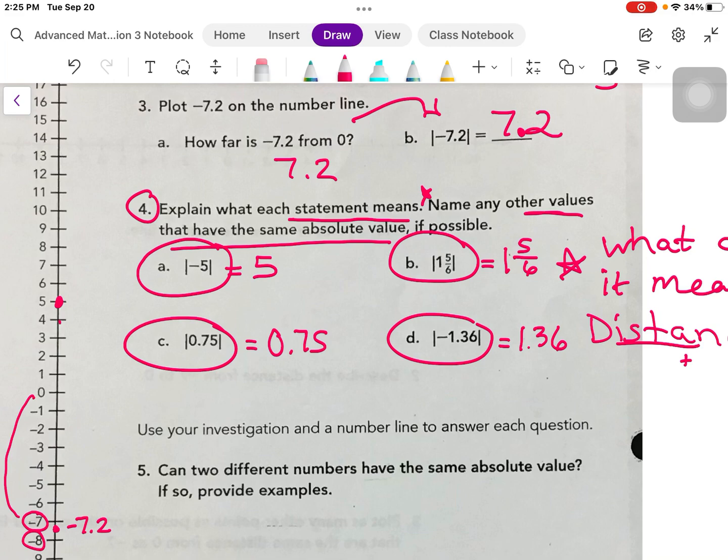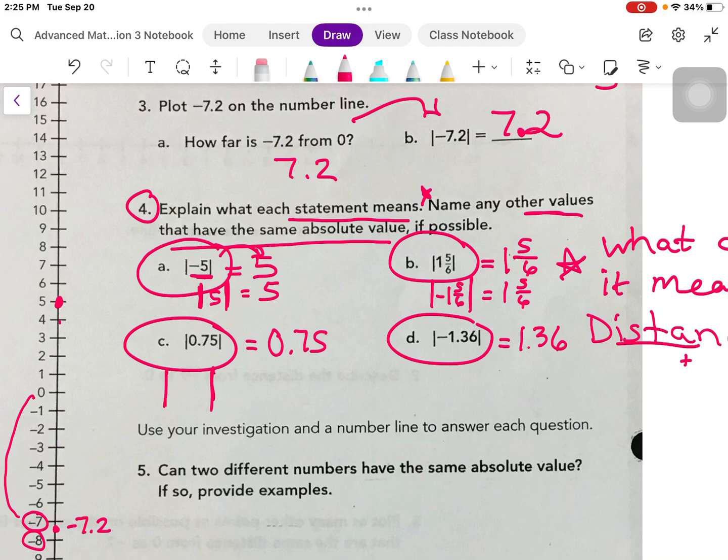Let's see what else they wanted us to do. Name other values that have the same absolute value. So what other number besides the negative 5 would have the same absolute value? Well, I would think the absolute value of 5 would have the same absolute value, and it does, because it's its opposite. It's on either side of 0. If 1 and 5/6, the absolute value is 1 and 5/6, I think the absolute value of a negative 1 and 5/6 would also have the same absolute value. Try the last two on your own.